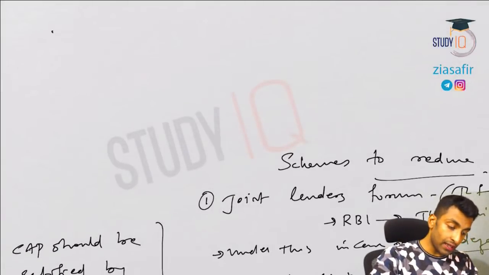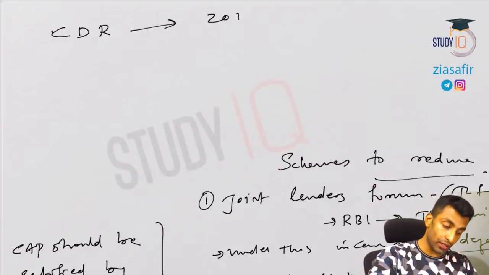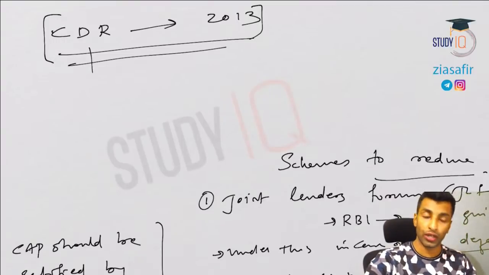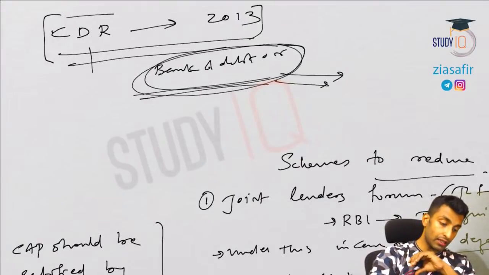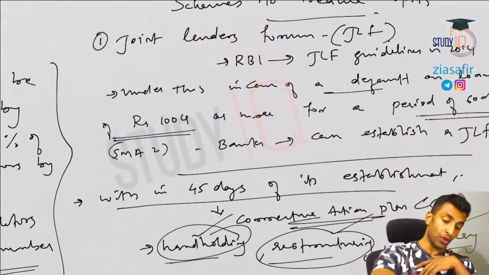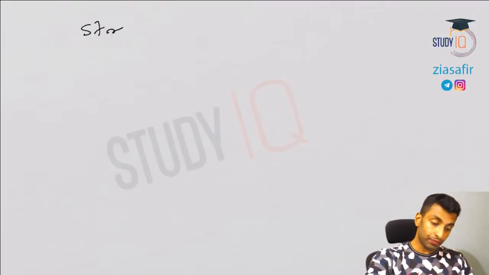Now, actually it replaced the corporate debt restructuring guidelines, which were issued in 2013. The corporate debt restructuring agreement is the agreement between the bank and the debtor. So JLF replaced these corporate debt restructuring guidelines issued in 2013. So I hope you understood about JLF, Joint Lenders Forum. Next is strategic debt restructuring. Very important, strategic debt restructuring.